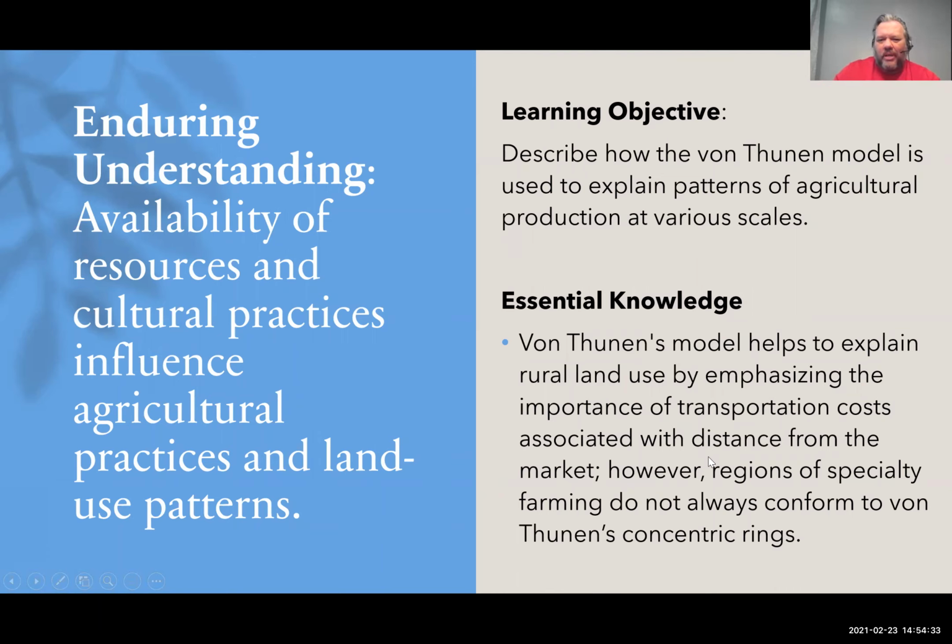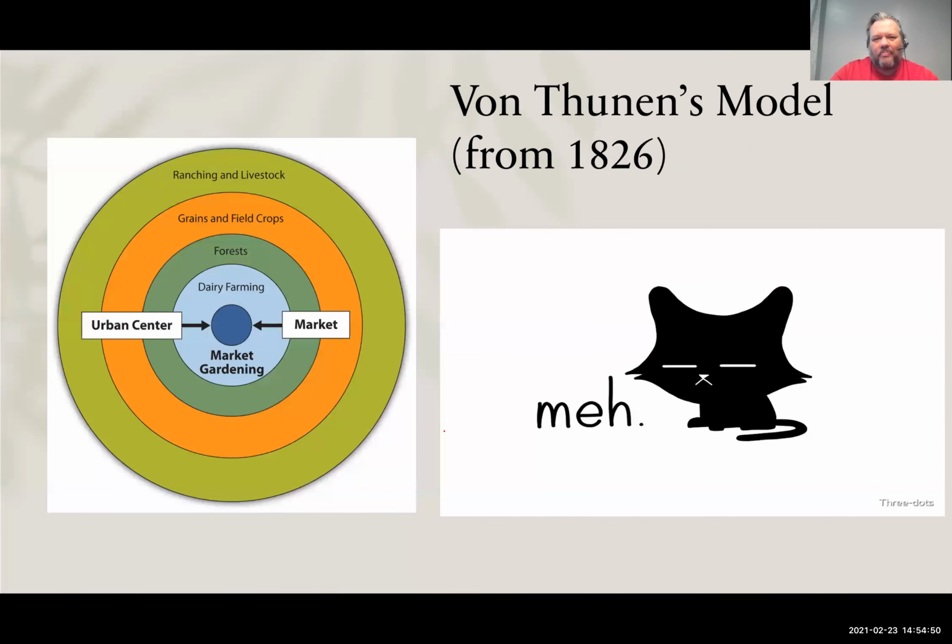So, the von Thunen model helps explain rural land use. All right, so this is again from the AP course description. It explains rural land use by emphasizing the importance of transportation costs associated with distance from the market. But we're going to see why this might be a problem. All right, so this is what von Thunen's model looks like over here, and we'll get into it in just a little bit.